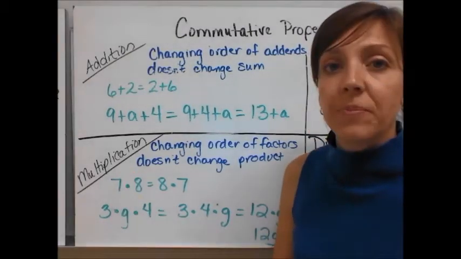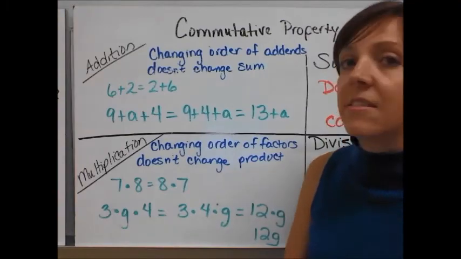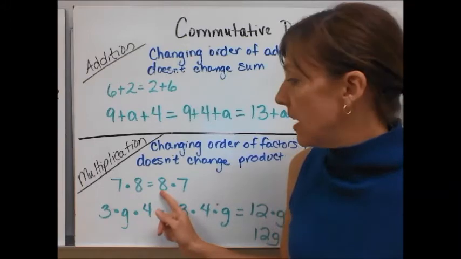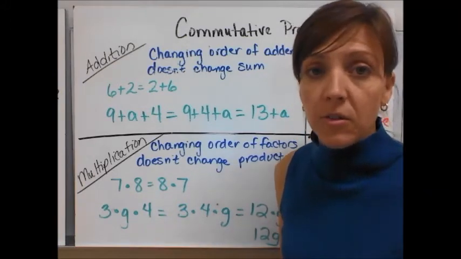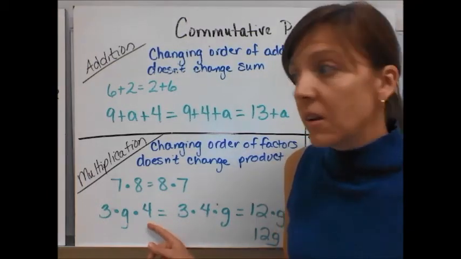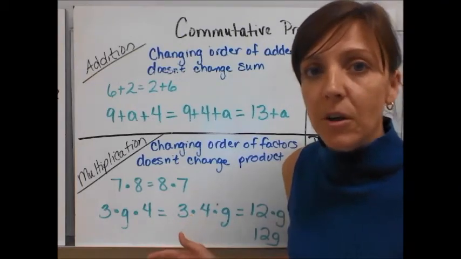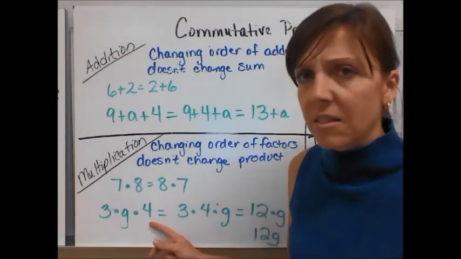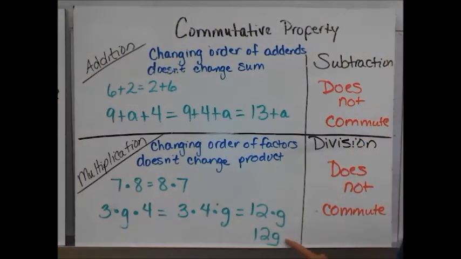For multiplication, you can do the exact same thing. You can change the order of the factors, and it does not change the product. It will not change your answer. 7 times 8 and 8 times 7 are both 56. Doesn't matter the order of the two numbers. 3 times G times 4 is the same as 3 times 4, which is 12. A lot easier to go ahead and multiply that rather than 3 times G and then that times 4. We get 12, and 12 times G is 12G.